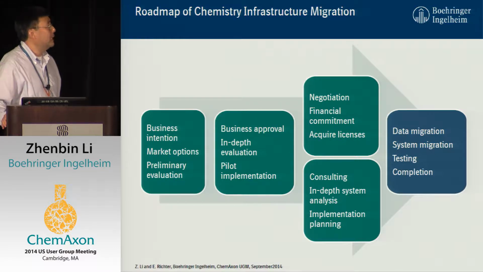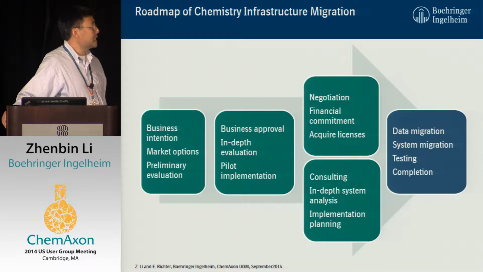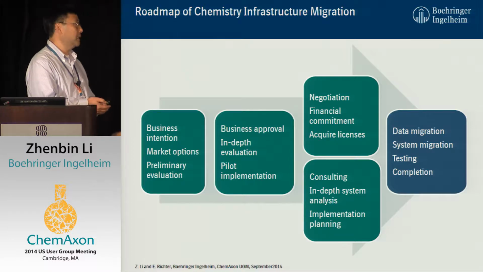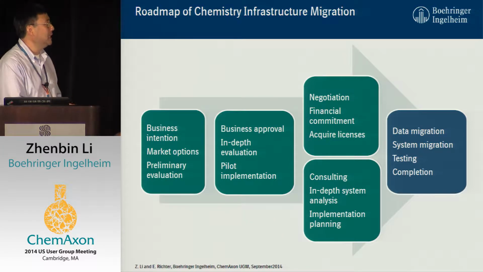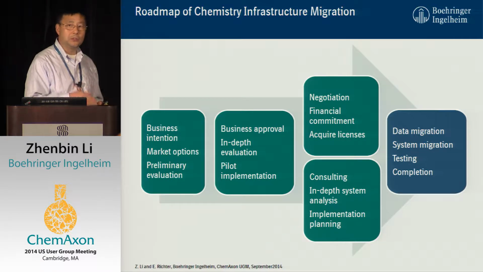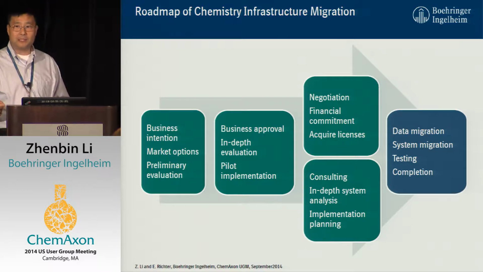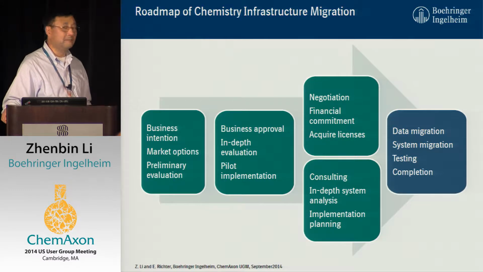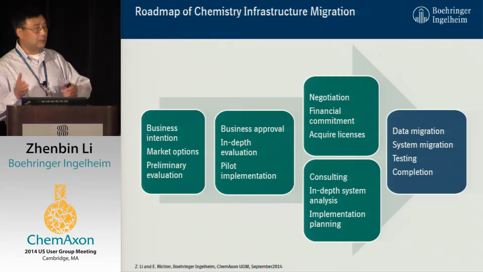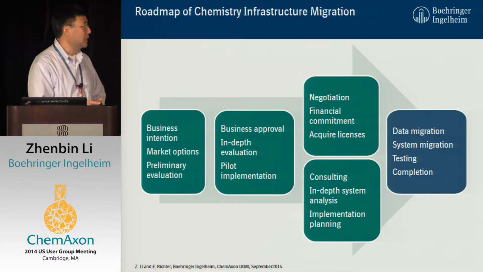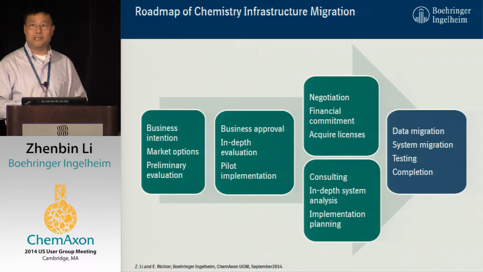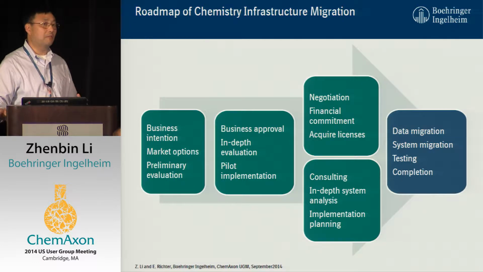The roadmap: we really started with the business intention, looking for market options, as we said, and the first MDL alternative project was a preliminary study or evaluation of the market. Then we looked for business approval to do the in-depth evaluation. Then we started to pilot certain systems to make sure we had the numbers to report to our manager. And then we had negotiation, and we also started consulting with ChemAxon to collect enough data for implementation planning.